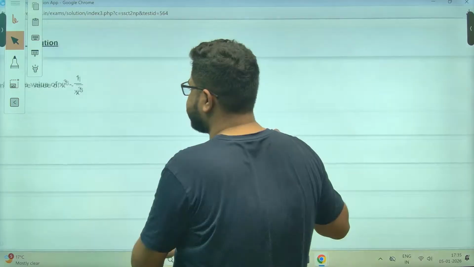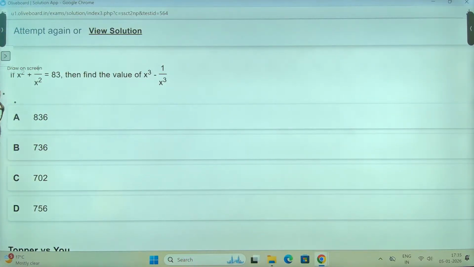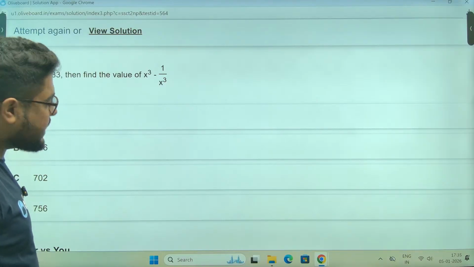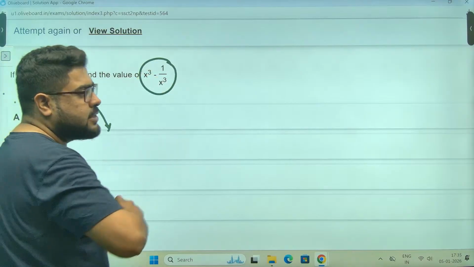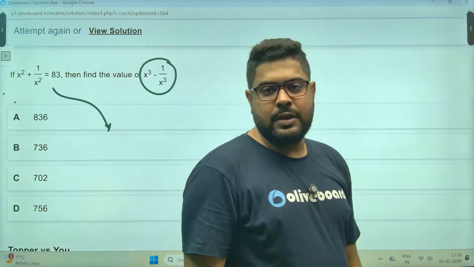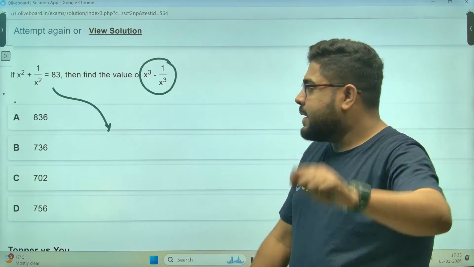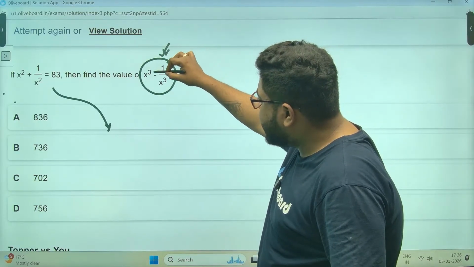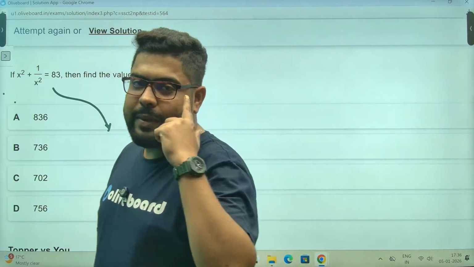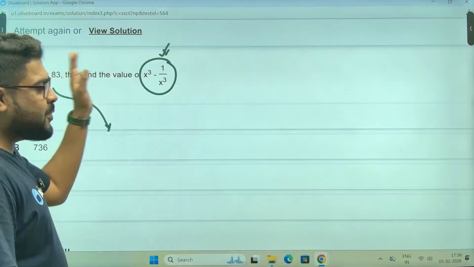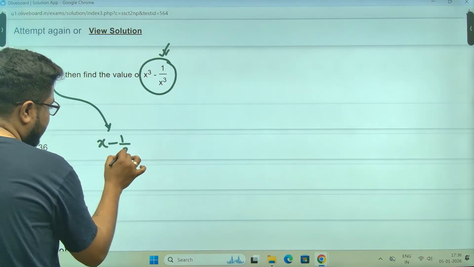Moving on. Basic algebra. X square plus 1 by x square is given. I need to go to cube. I told you there is no way you can directly jump. So you have to go through x plus 1 by x or x minus 1 by x. Again, if in cube they are giving you minus in between, that means you must take x minus 1 by x. You cannot go from x plus 1 by x. For square, you can go either way.